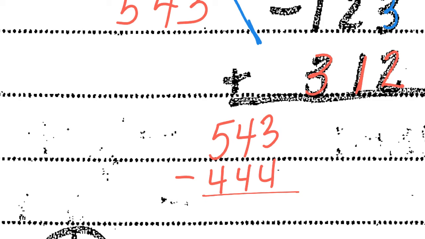Now, if you have to do all the old school carrying and all that, that is fine. Do it if you have to do that. But we should know that 544 minus 444 would be 100. So 543 minus 444 would be 99. Great job.